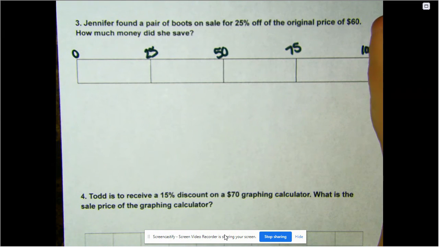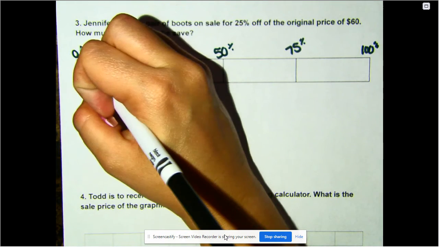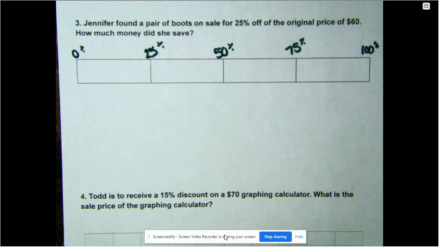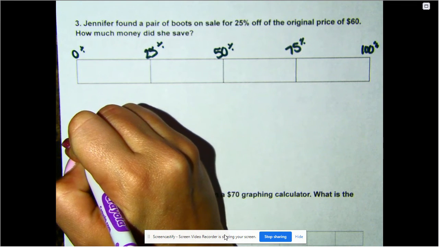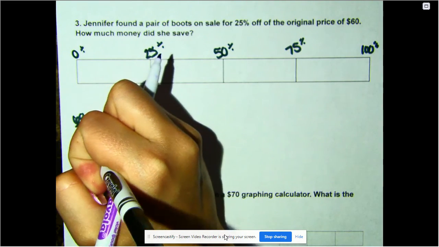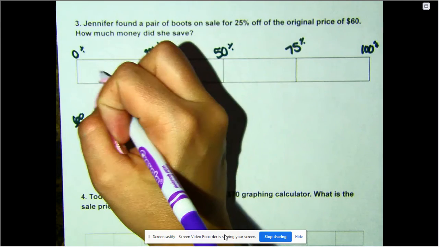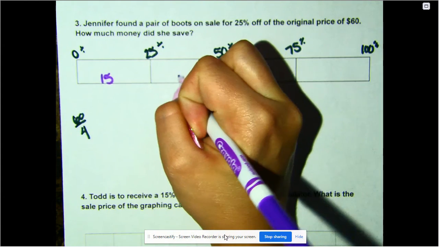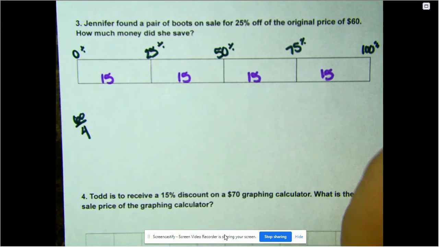100. Okay, and again, the top row in this particular video is where I'm putting the percent. So you can put it on the bottom row just as long as you are consistent. And then we need to split up my $60 into 4 sections. Each one of those was representing 15. So 15, 15, 15, 15. Okay, I'm dividing 60 evenly.